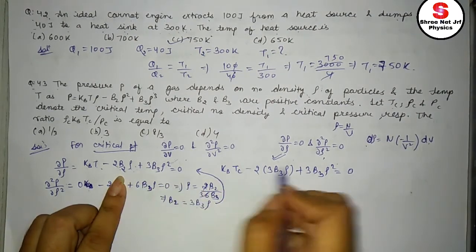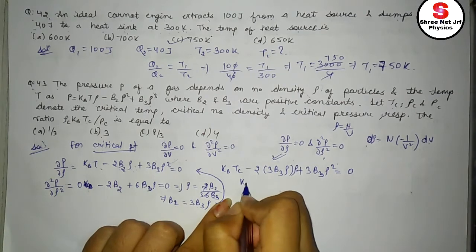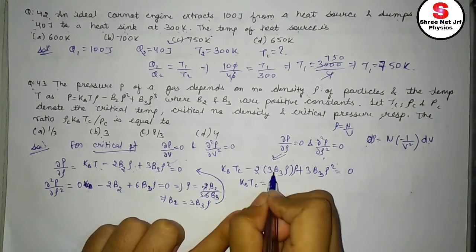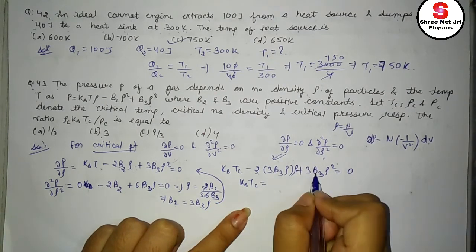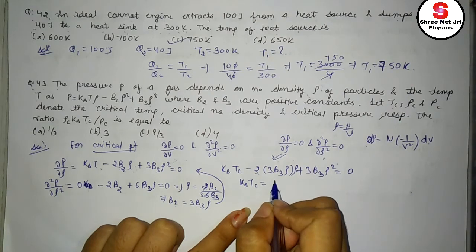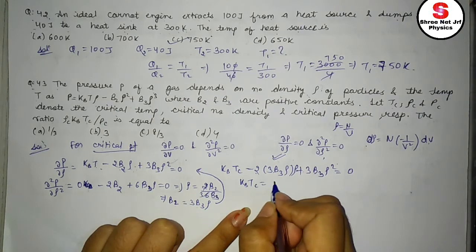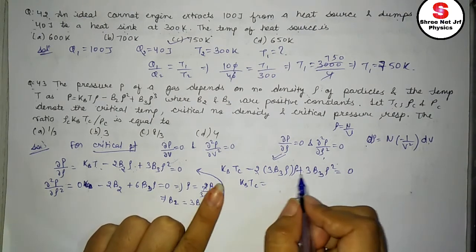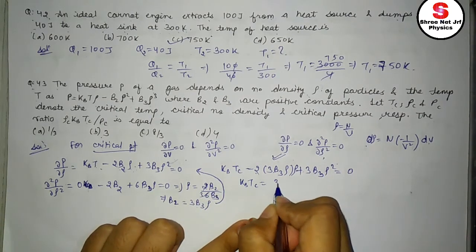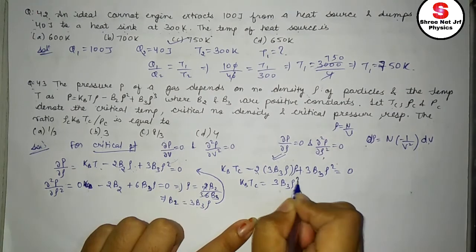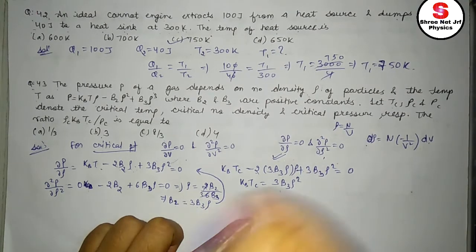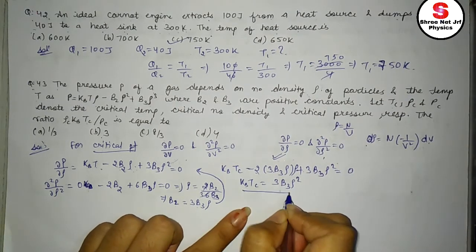Here minus 2 B2 and ρ is also multiplied. That means KB Tc equals, 3 into 2 is 6, and 6 plus 3, 9. So total it is in negative now, so minus 6 plus 3 equals minus 3. Then when I send it to the RHS, it will become 3 B3 ρ square. I got this KB Tc.